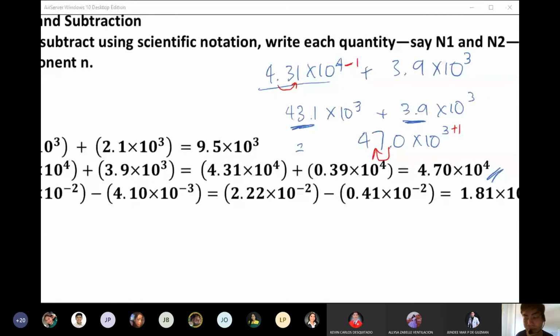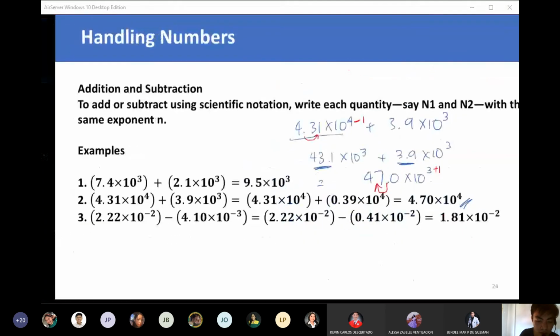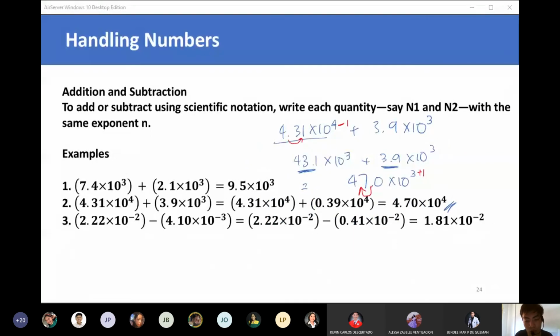So, ganun lang ha. Every time you move, may positive and may negative counterpart siya for the exponent. So, yun, ganun din naman yung sa 3, no? I haven't shown it, no? So, you can try that at home, no?